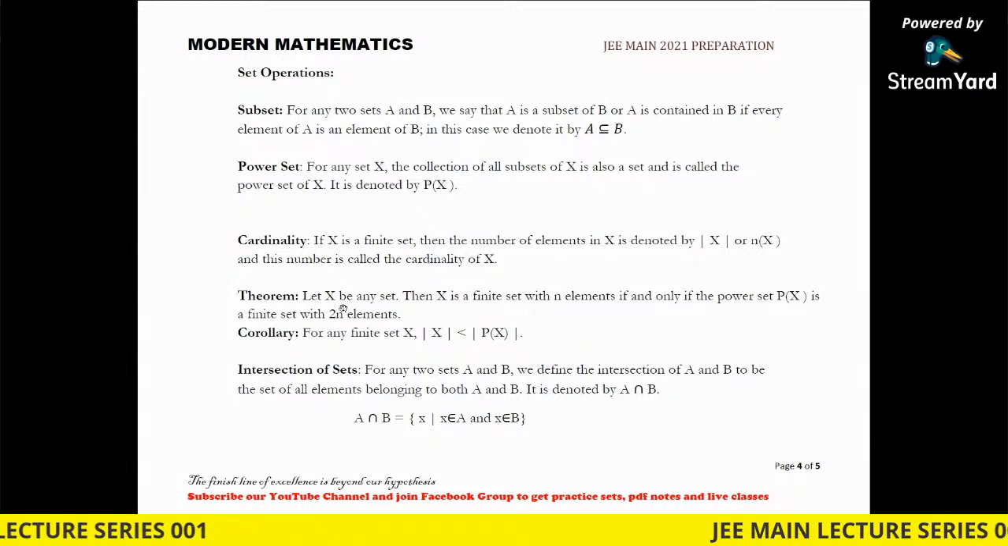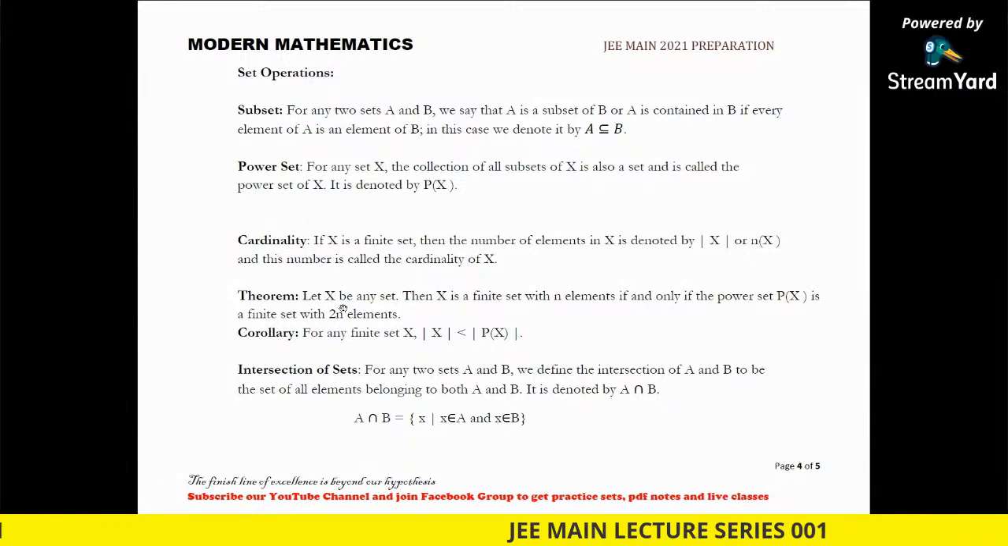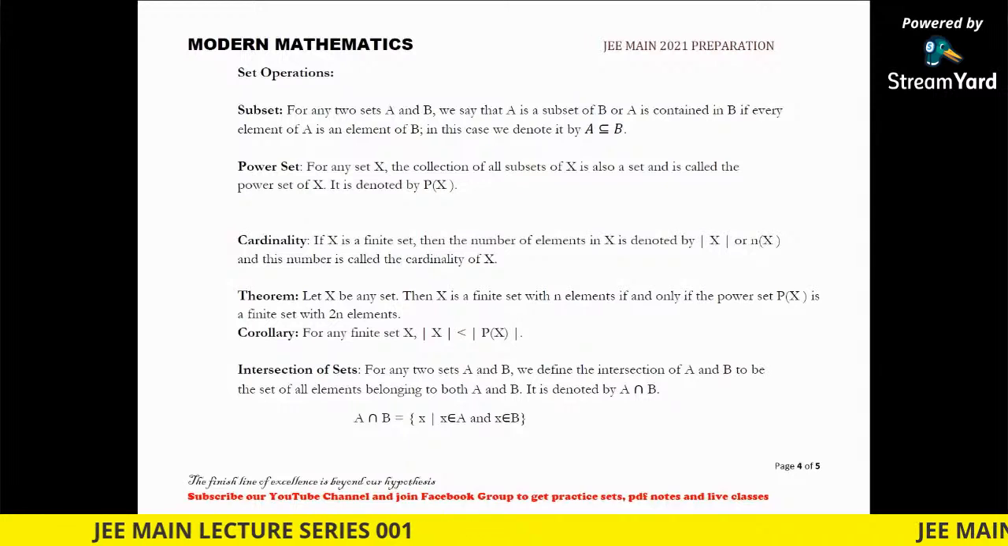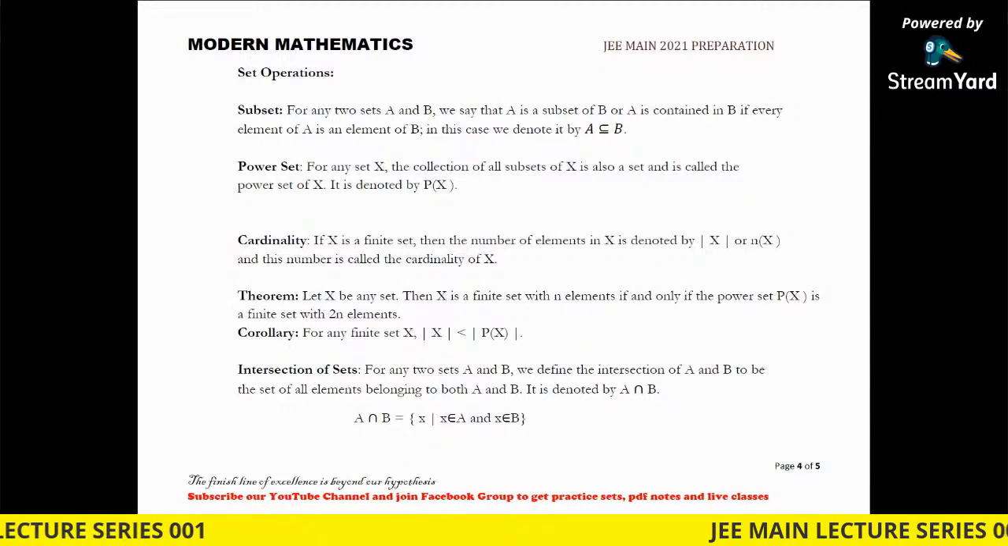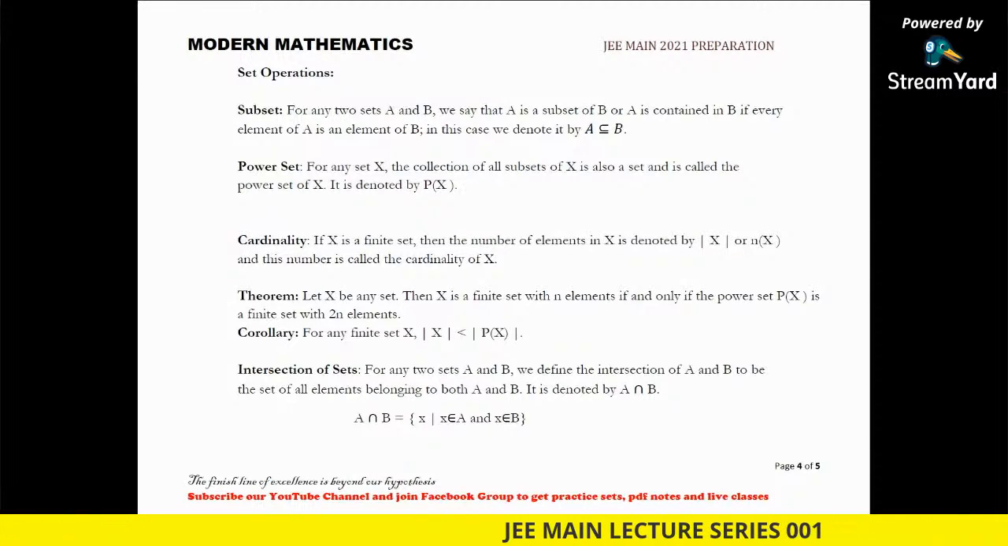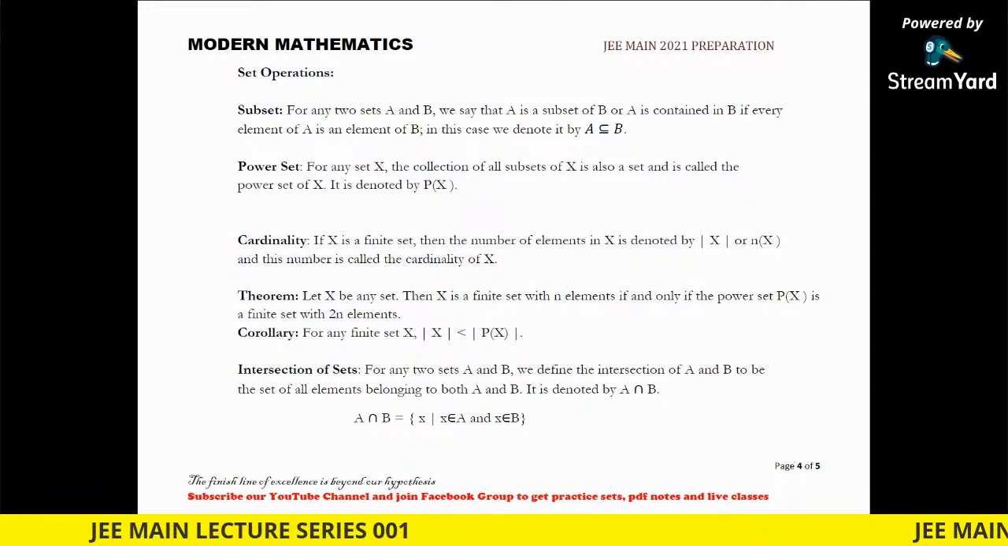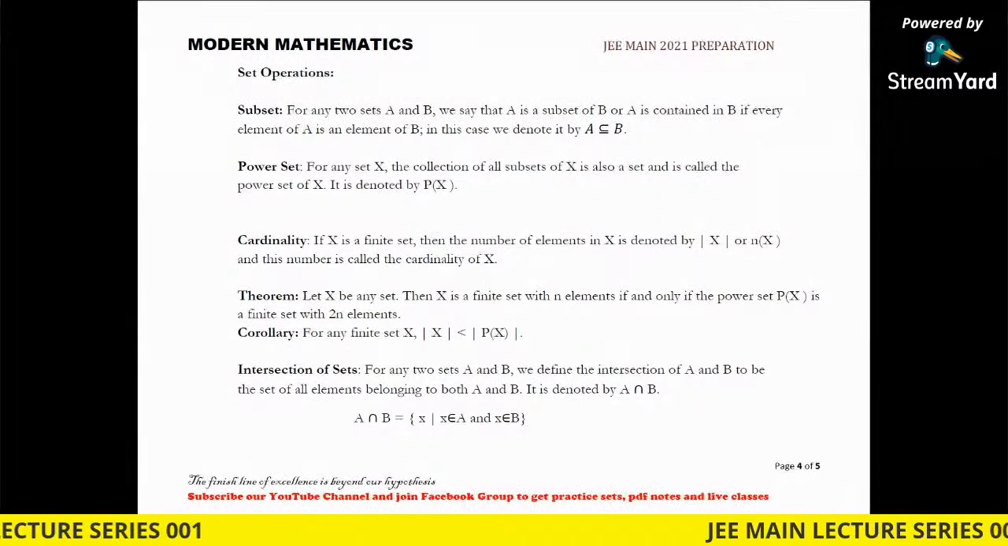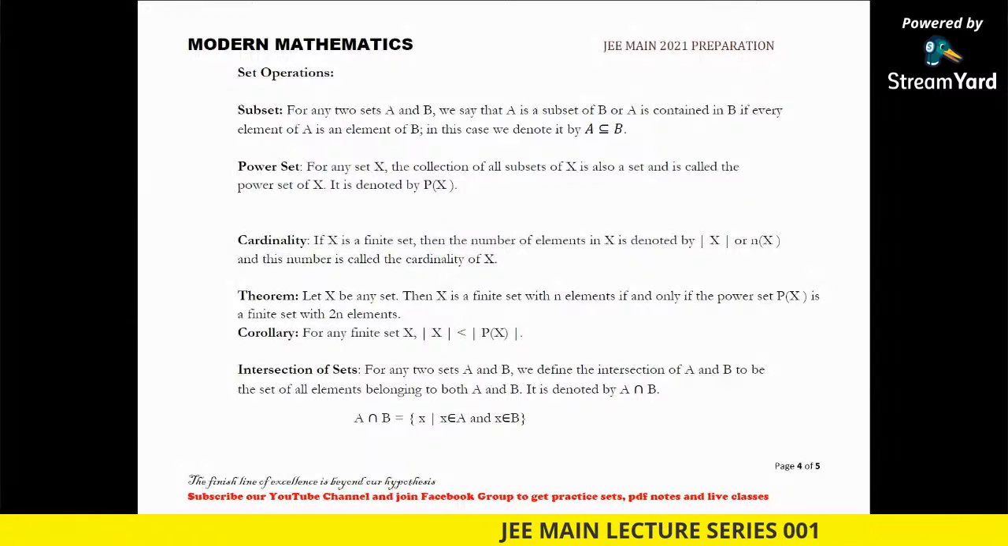Let X be any set. Then X is a finite set with n elements if and only if the power set P(X) is a finite set with 2 to the power n elements.